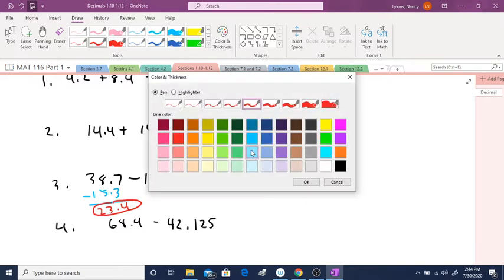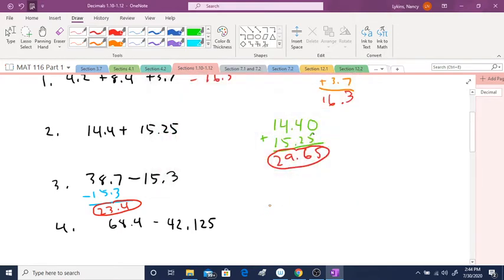Now, finally, on the last example, I've got 68.4, and I've also got 42.125. So what I can do is add 2 more spots to that. Then if I subtract, I carry the 1, and the 0 becomes a 9 now. So that's a 7. 4 subtract 1 is 3. 8 subtract 2 is 6. 6 subtract 4 is 2. 26 point.